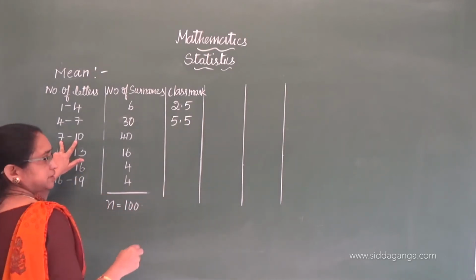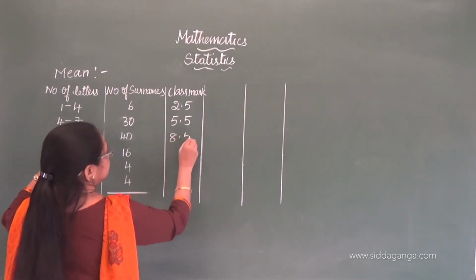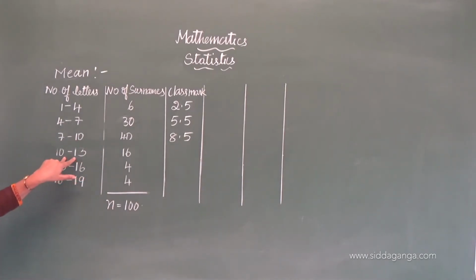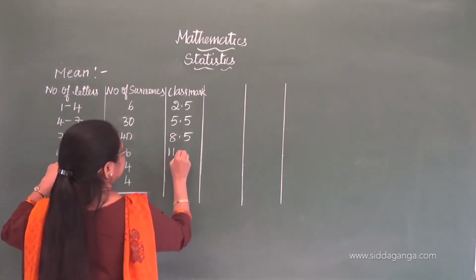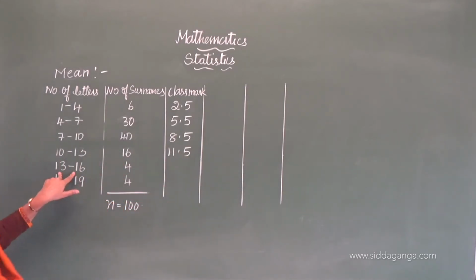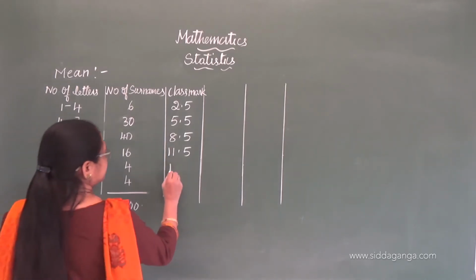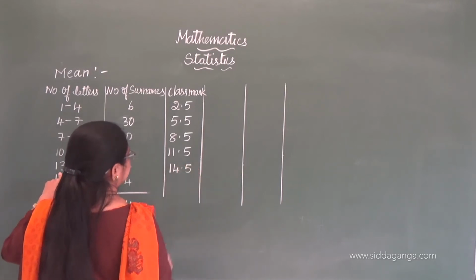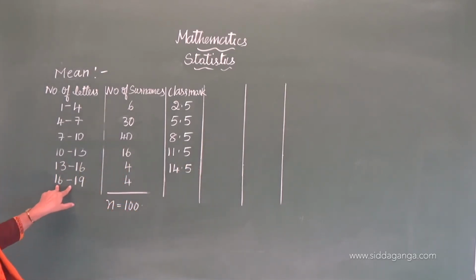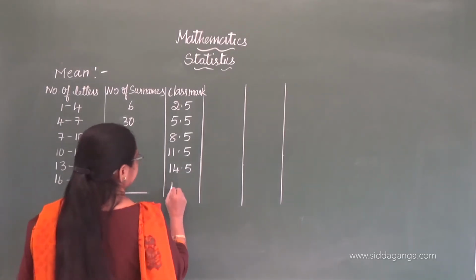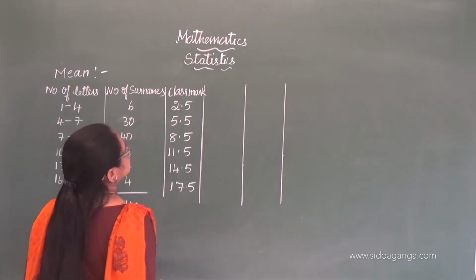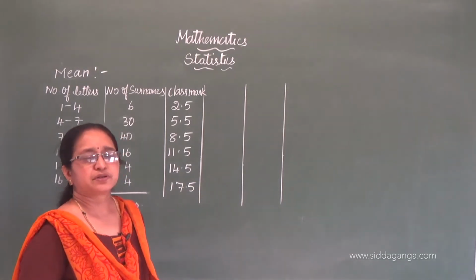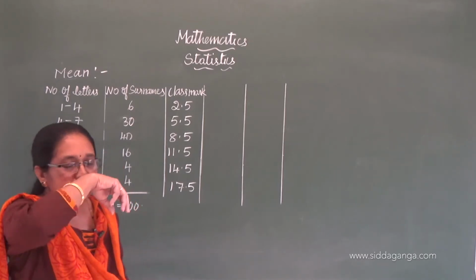Then 17 divided by 2, 8.5. Next, 23 divided by 2, 11.5. Next, 13 plus 16, that is 29, divided by 2, 14.5. The last one, 16 plus 19 divided by 2, that is 17.5. This is the class mark. So what is the next one? The assumed mean. You have to find the assumed mean.